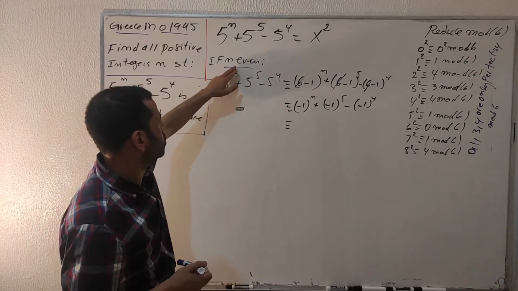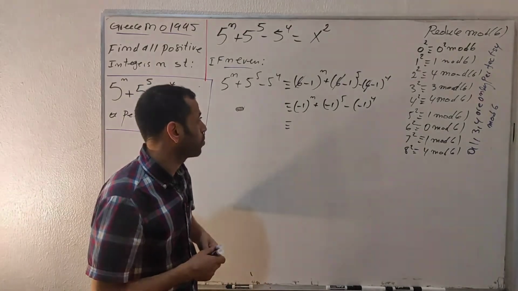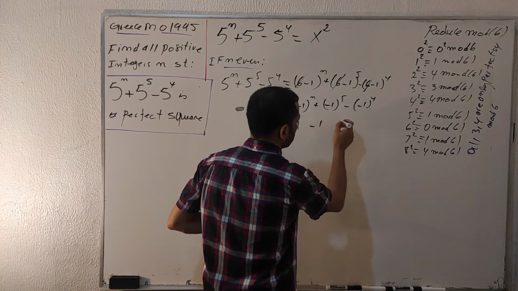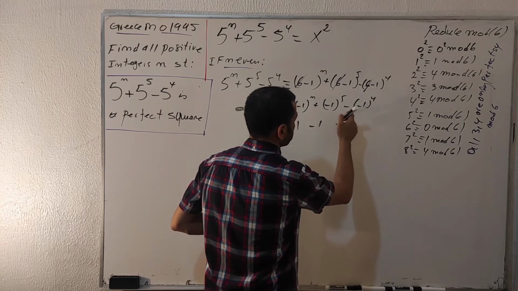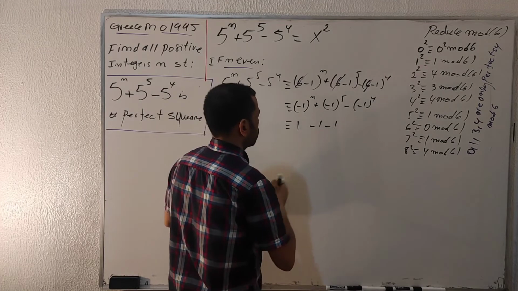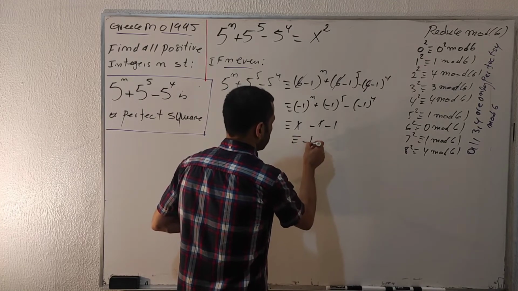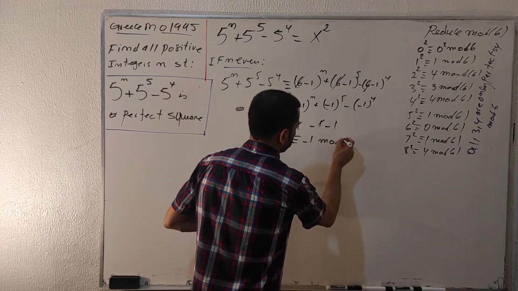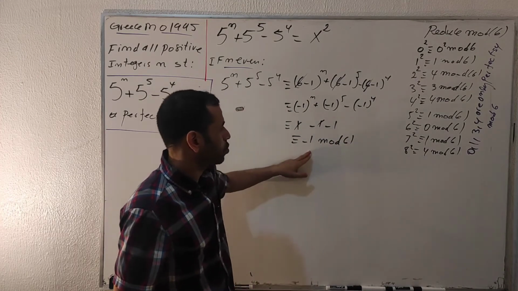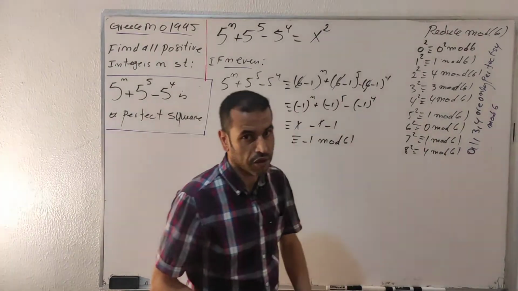We said n is even, which means minus 1 to the n turns into 1. This one turns into minus 1, this one turns into 1, and with the minus sign it becomes minus 1. By cancelling out, I will be left with minus 1 mod 6. But minus 1 is not available in this set, which means n is not even. n is odd.